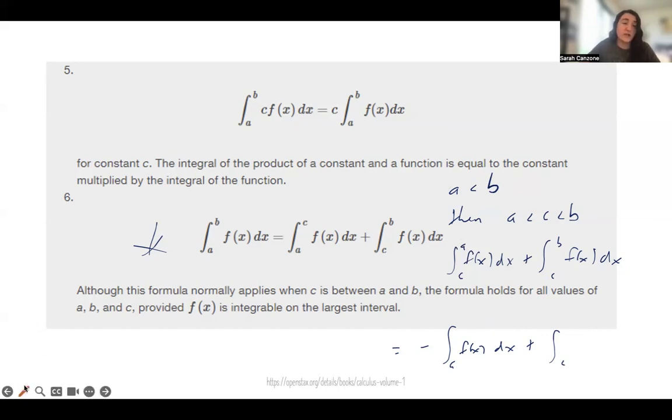You can't change the bound, you can only flip them. A to c plus c to b of f of x dx. And then you'd be able to combine these if you had specific values. Like if you were given values for these, you can actually plug values in.